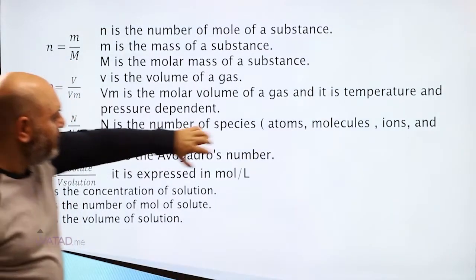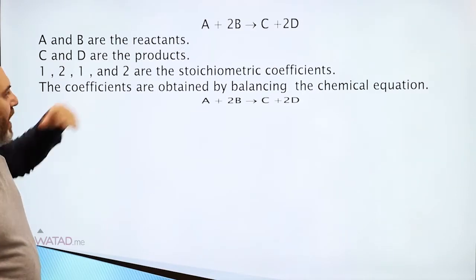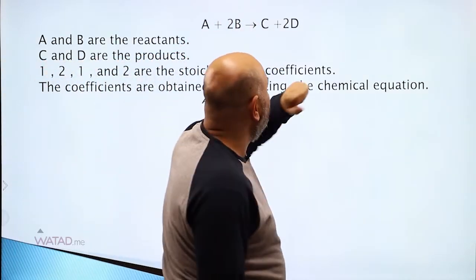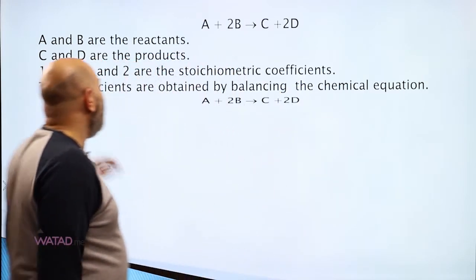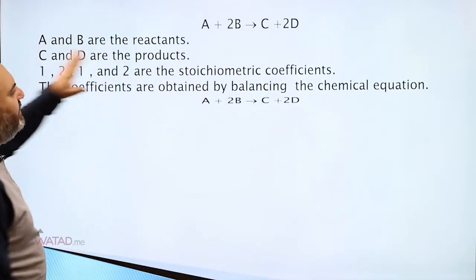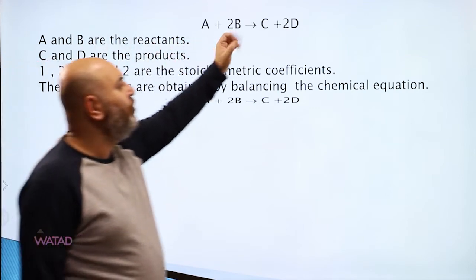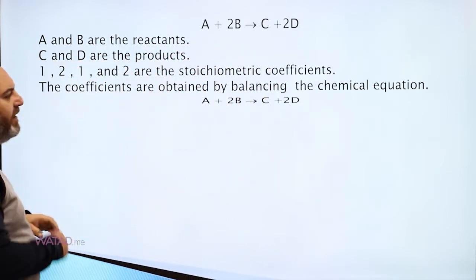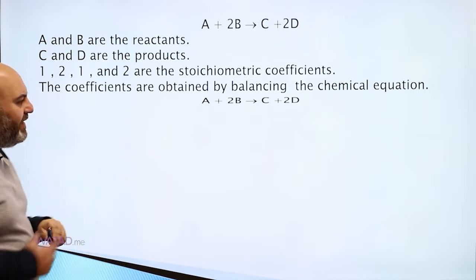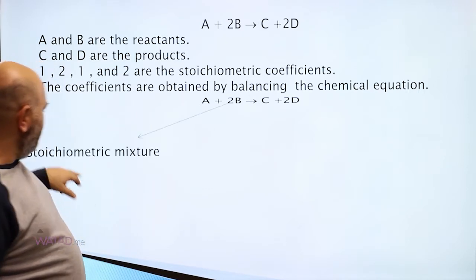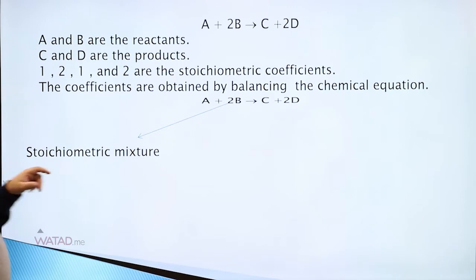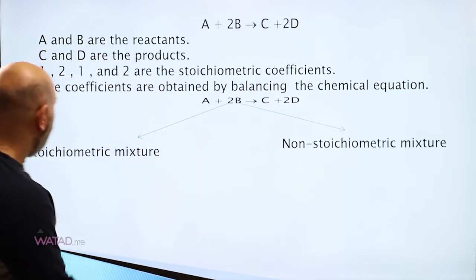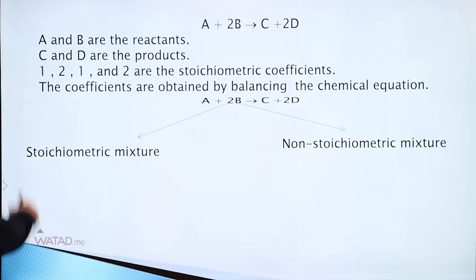Now, if I want to understand more, how to repeat this in another way, a reaction A plus 2B gives C plus 2D. A and B, as I said, are the reactants, C and D are the products. The 1, 2 are considered to be the stoichiometric coefficients, and any chemical reaction can be either a stoichiometric or non-stoichiometric mixture.